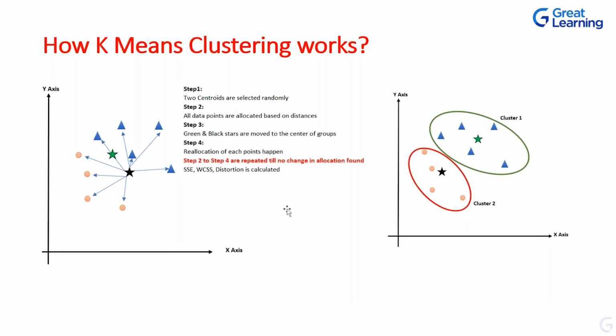And this happens more than one time, say 20 times or 25 times before locking two clusters. And the same happens with 3, 4, 5, 6, 7, 8, 9, 10.